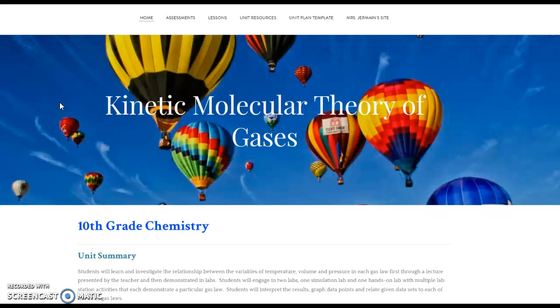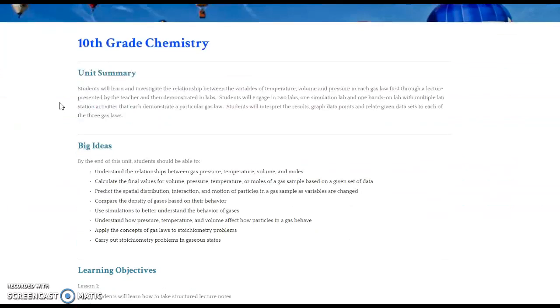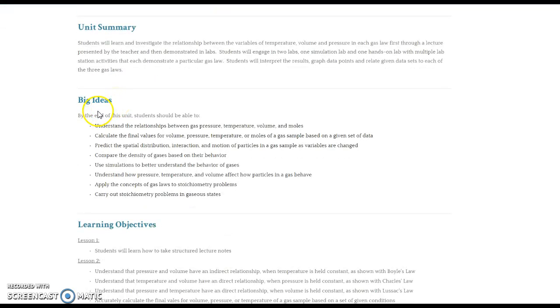So again, just going over quickly the home page where students get the big picture of what's to come in the lesson plan, focusing on 10th grade chemistry. Right off the bat, students could get an idea for what this unit is about by reading the unit summary at the top of the page, followed by breaking it down more specifically as far as big ideas and what they'll be learning, mainly the relationships between gas pressure, temperature, volume, and moles.